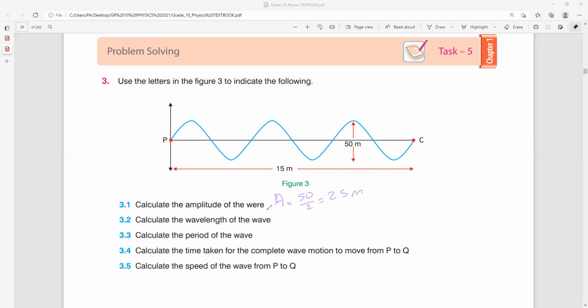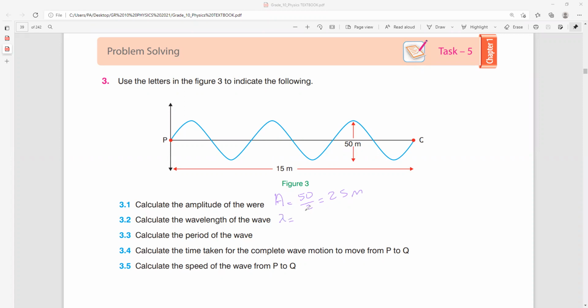Please try. We have 15 meters for all waves. Distance is 15 meters. So what is the wavelength for one wave? Just count the number of waves and then calculate the wavelength, please. We have 15 meters, 5 meters, perfect. And from different learners, it is perfect. Thank you very much, people. So how are we getting it, people?